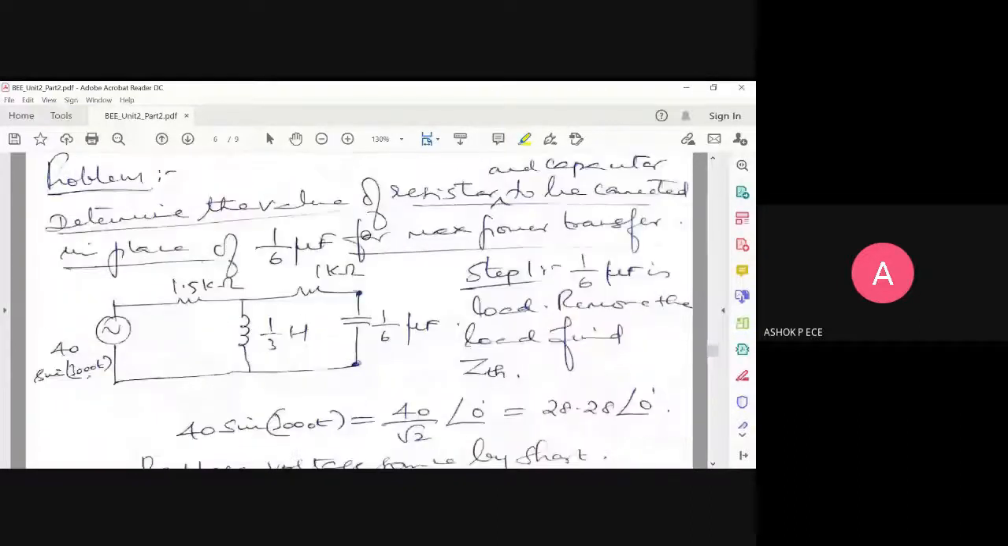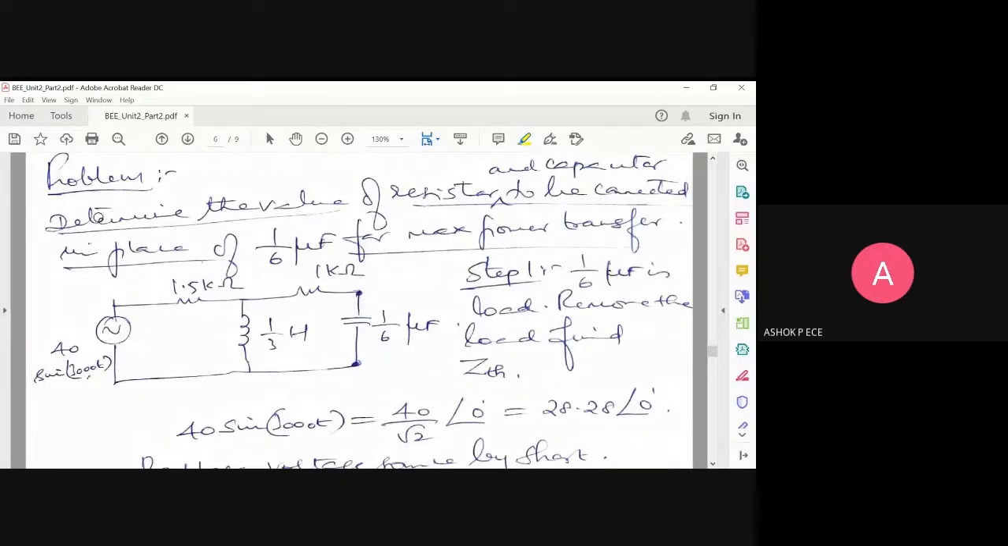So the circuit is given. You have a 40 sin 3000t voltage source. You have a 1.5 kΩ resistor, a 1/3 henry inductor. You have a 1 kΩ resistor, and a 1/6 microfarad capacitor. Okay, so this is the circuit, and we are going to see the question.